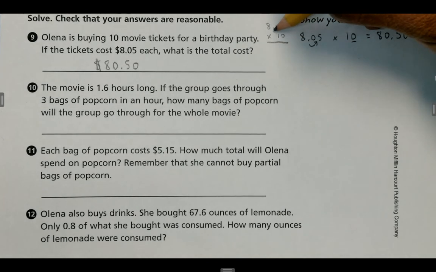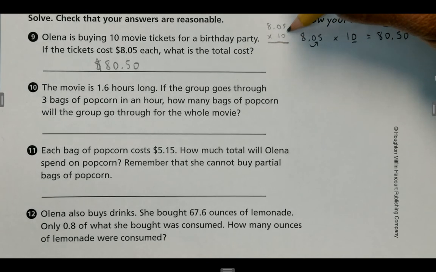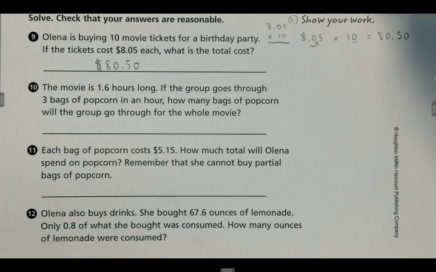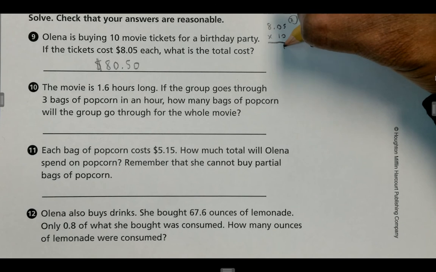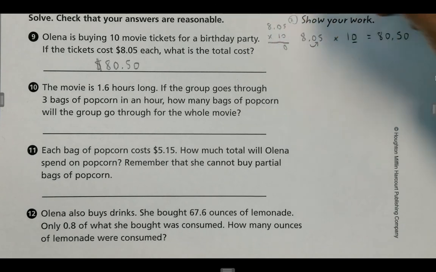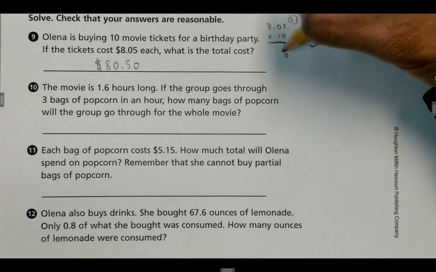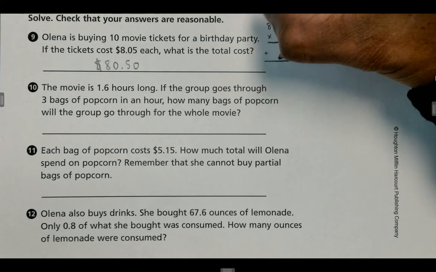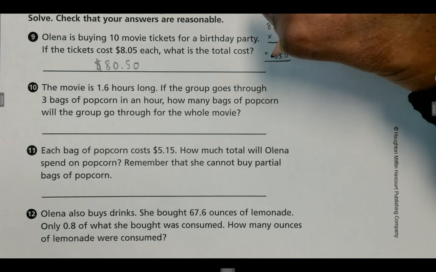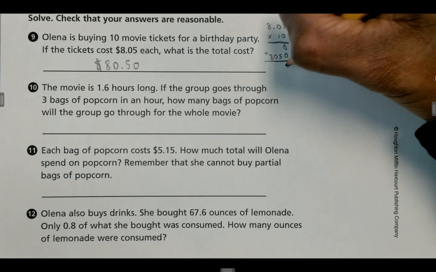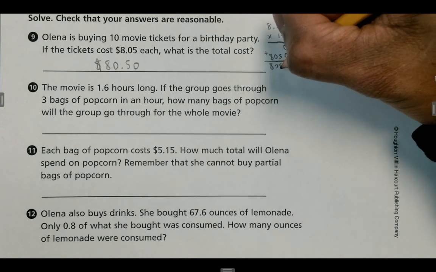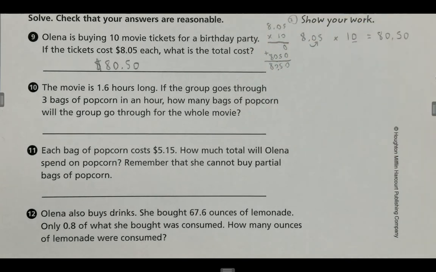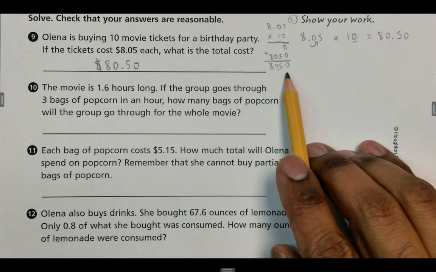I'll push this out 2 places. Or whoop, I'll multiply this out as if it's 805 times 10. First row is going to be all zeros. 0 times 5, 0 times 0, 0 times 8. Put my 0 placeholder down for my second row. And then 1 times 5 is 5. 1 times 0 is 0. 1 times 8 is 8. Add up my columns. Come in 2 places. And there you have it. It still checks out as $80.50.